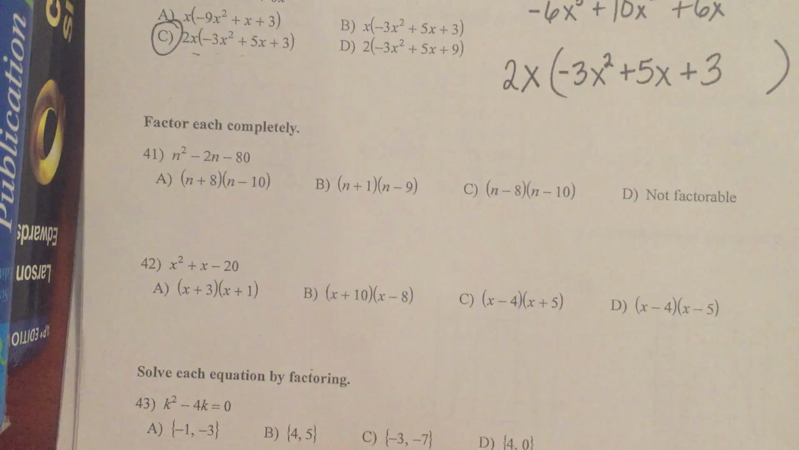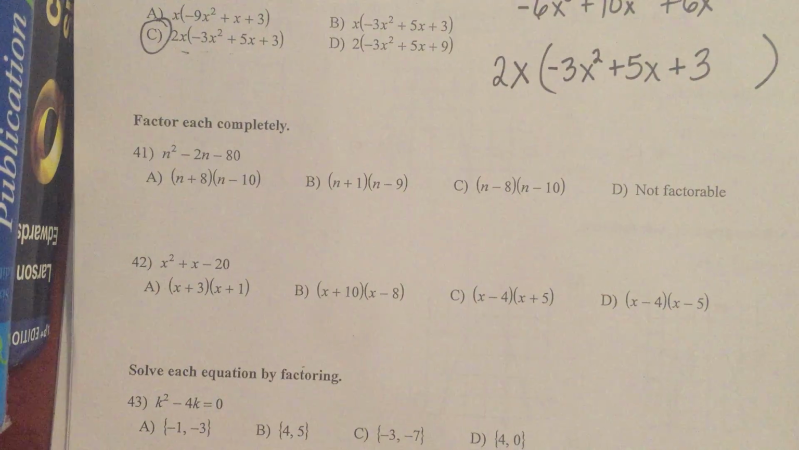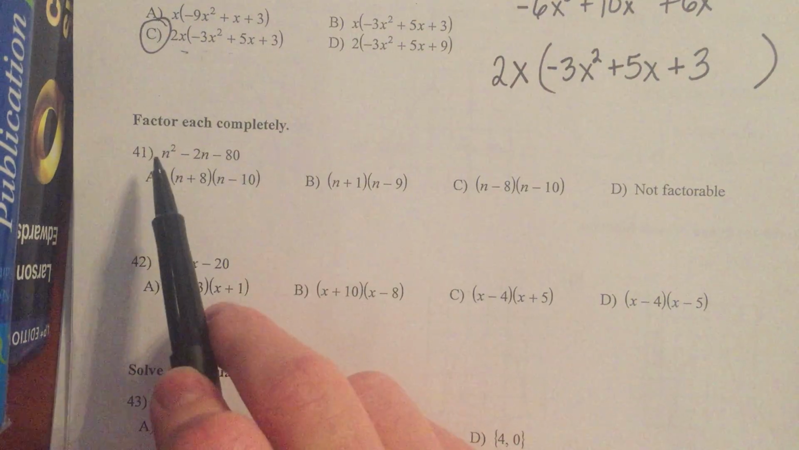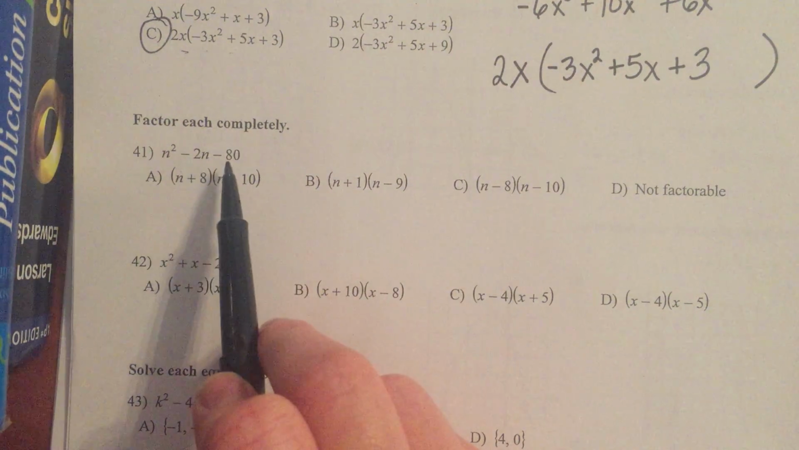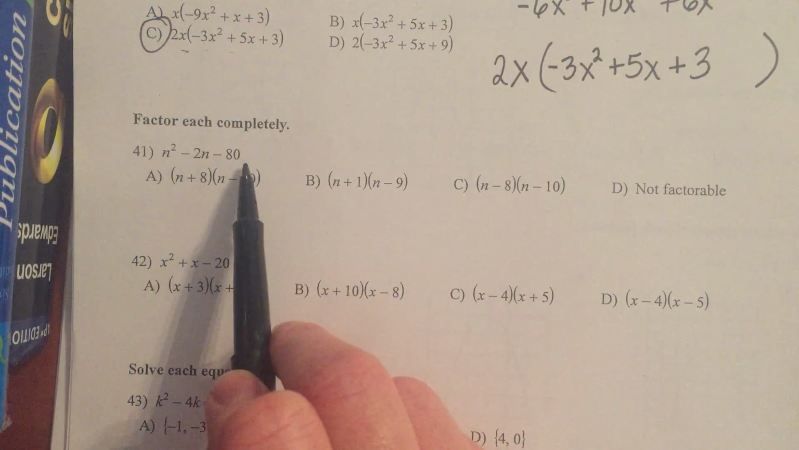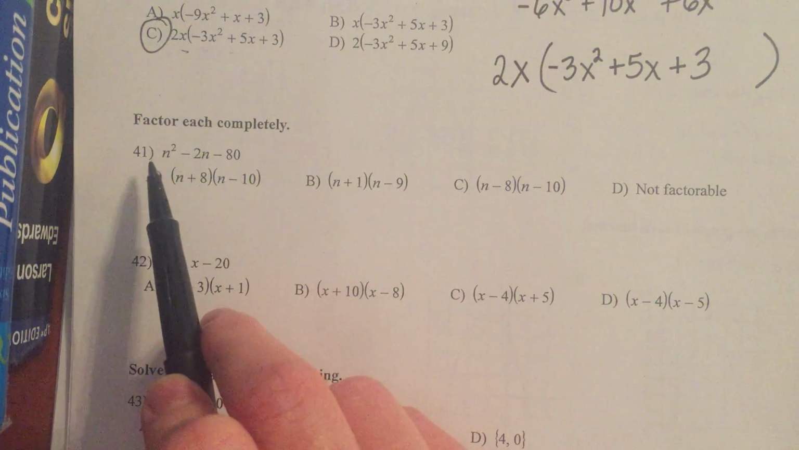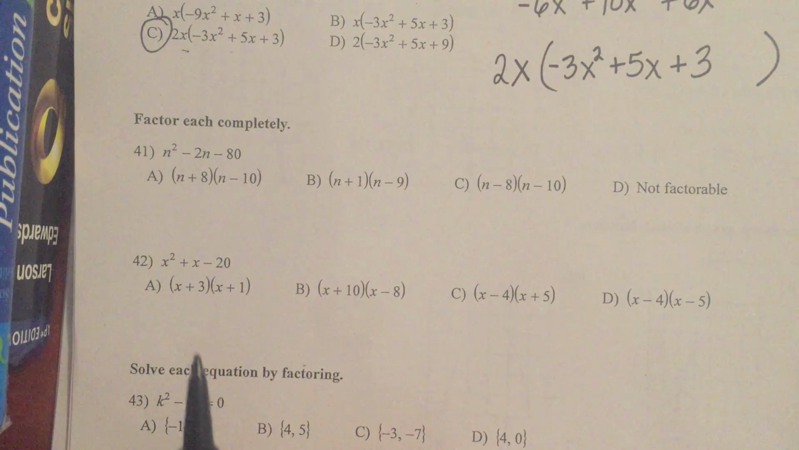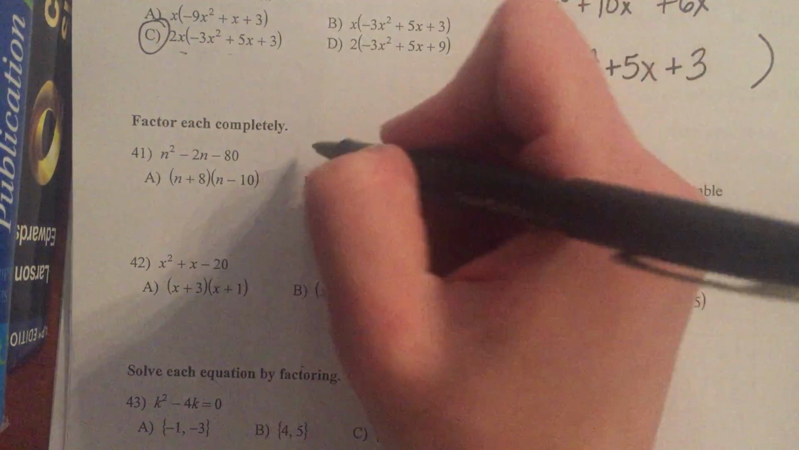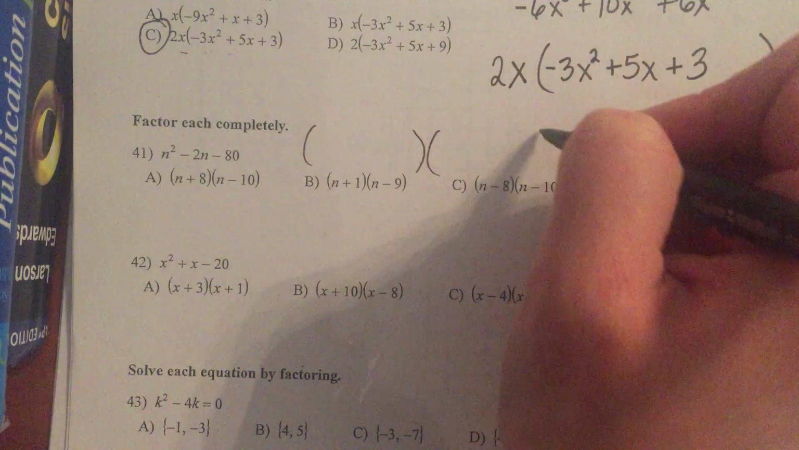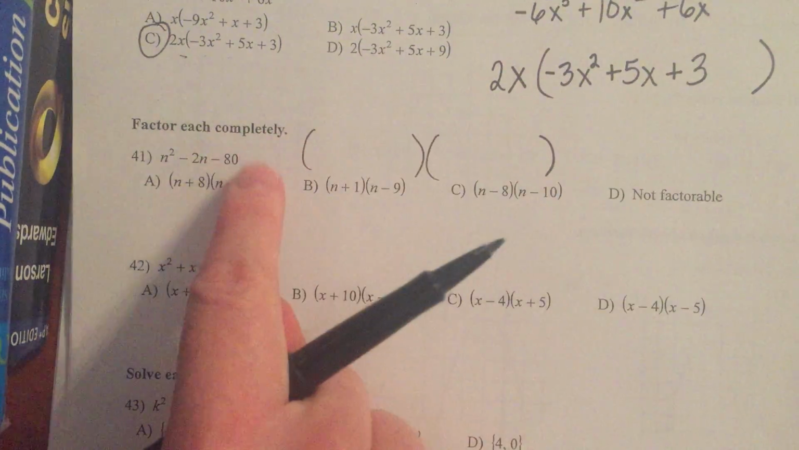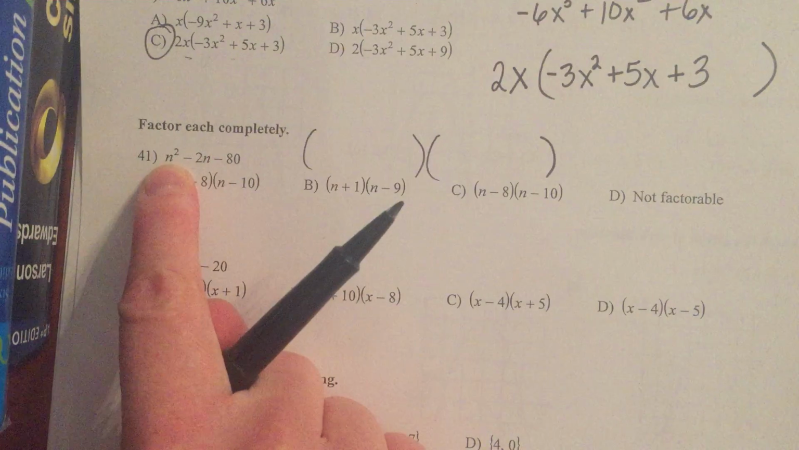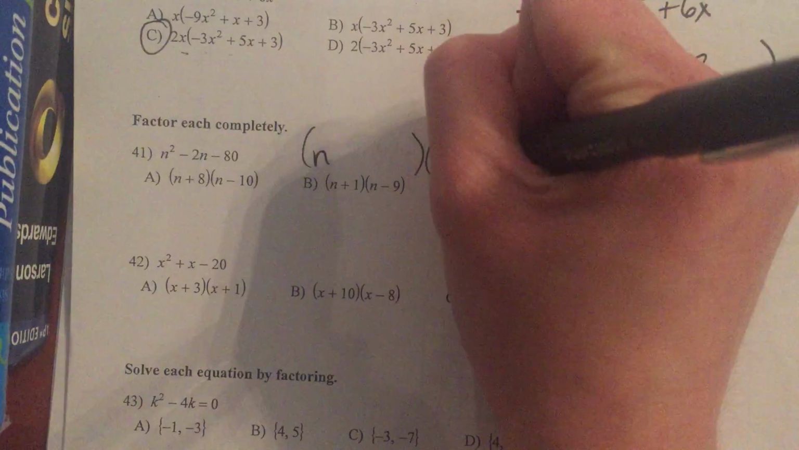All right, factor completely means you always want to look for a GCF first. You might have one, you might not. N squared, -2n, -80. They don't all three have a variable. They also don't all three have a coefficient in common, so there is no GCF here. So when that's the case, you have to set this up. You're going to have two binomials that multiply to be this trinomial. The only things that multiply to be n squared are n and n, so that's how it's going to start off.